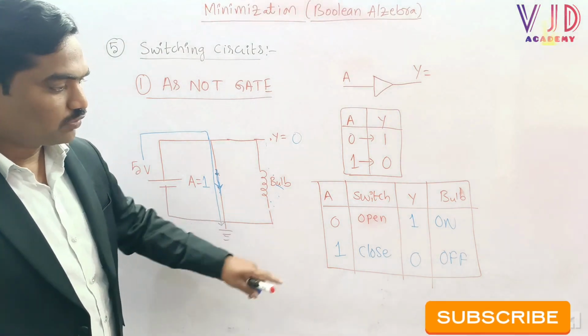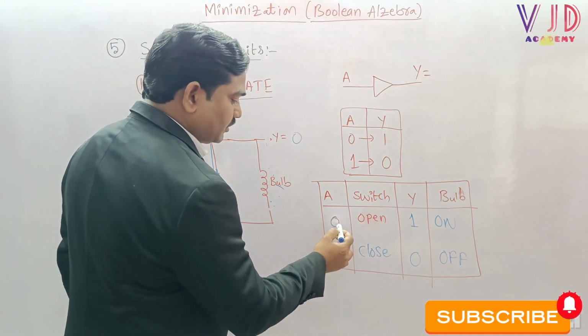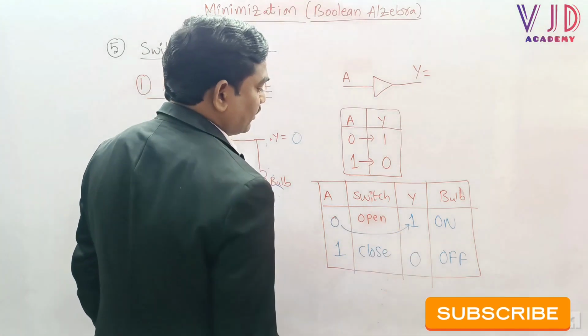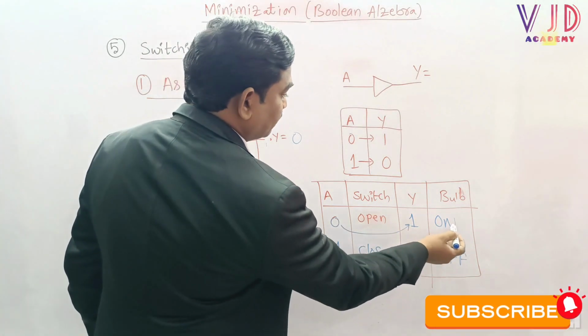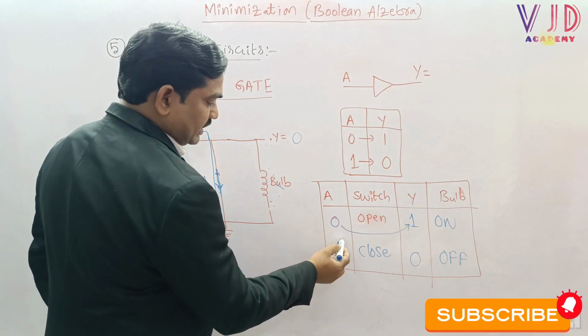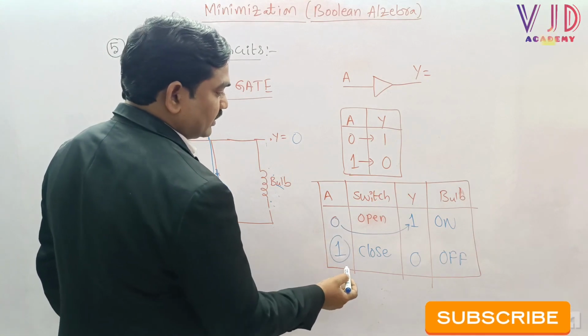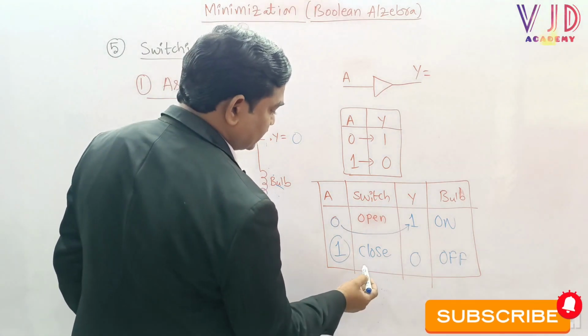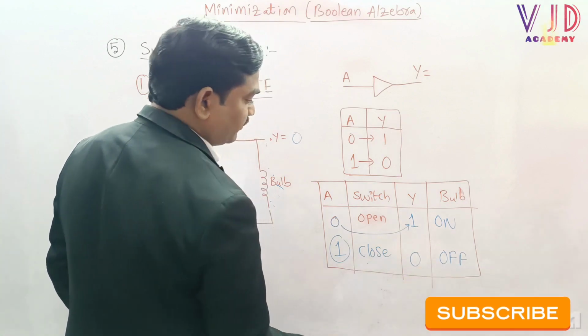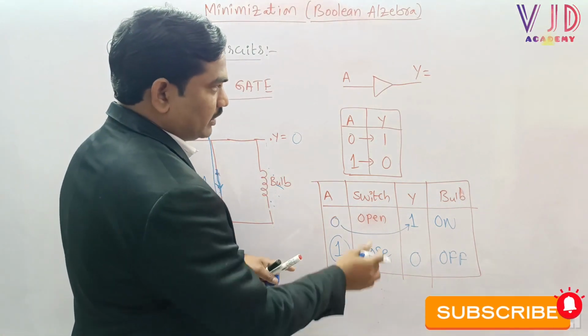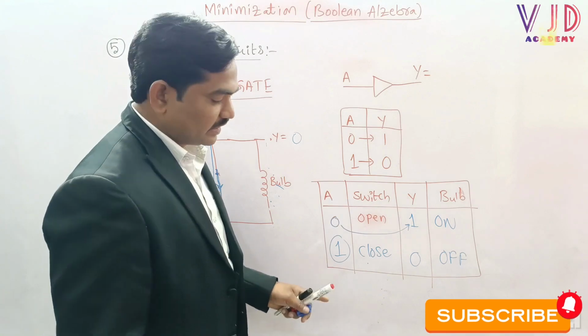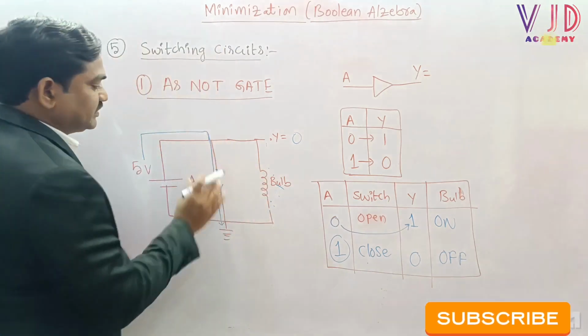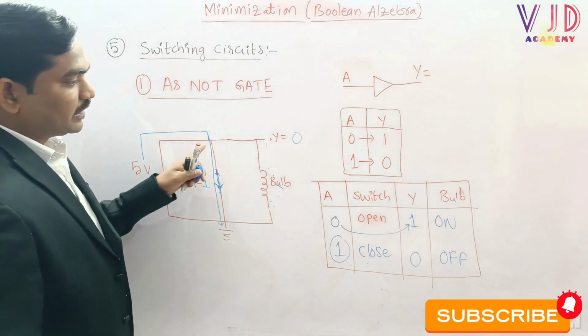Sir, this is the truth table. Here when we apply 0, automatically the output is 1 because the switch is open and then the bulb turns on. And here when the input is 1, the output is 0 because the switch is closed and then the bulb is off. Is this not the truth table of a NOT gate? Yes sir. We can say that here the switching circuit is acting as a NOT gate.